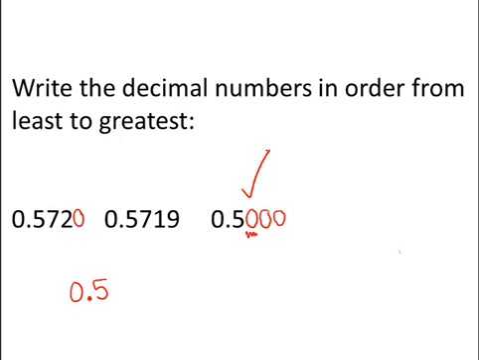I continue by comparing the other 2 numbers, and I move on to the next place, in which case I see that 2 and 1 are in the place of these 2 numbers. And since 1 is less than 2, this decimal 0.5719 is smaller than our third, 0.5720.